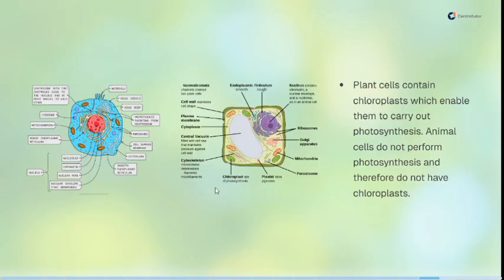Plant cells contain chloroplasts, which are not present in animal cells. The chloroplast is responsible for carrying out processes like photosynthesis. Since animals don't undergo photosynthesis, they don't have chloroplasts. So these are some of the differences between them. Animal cells do not perform photosynthesis, and so they don't have chloroplasts.